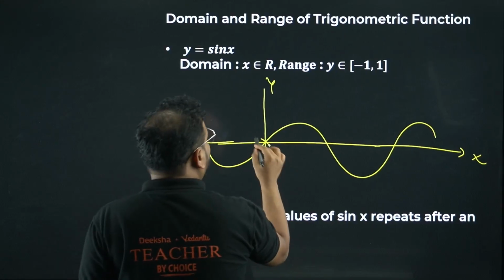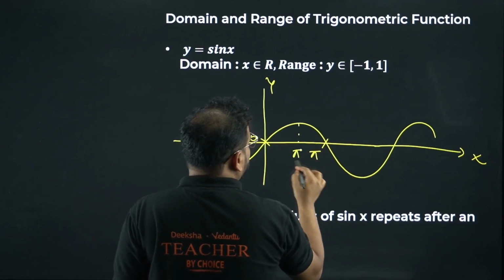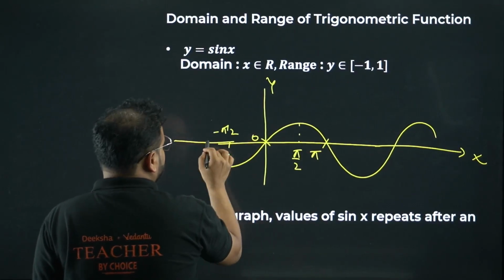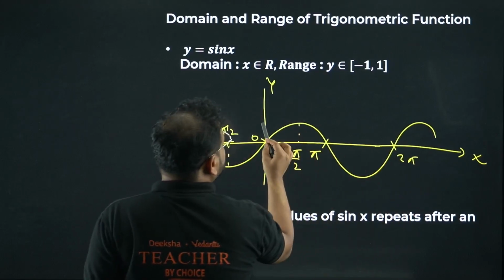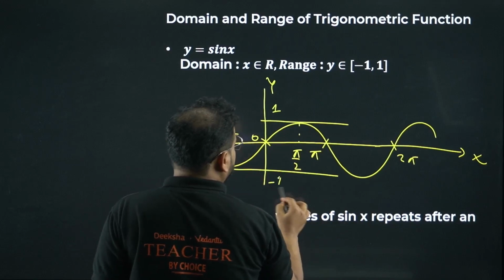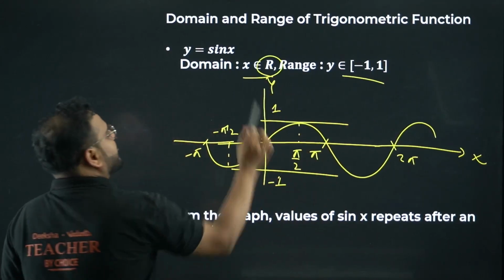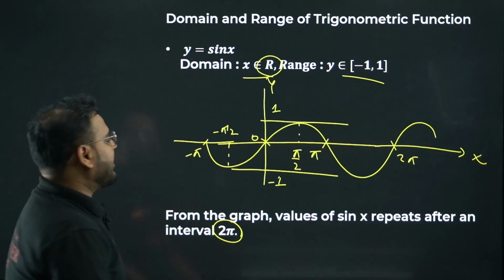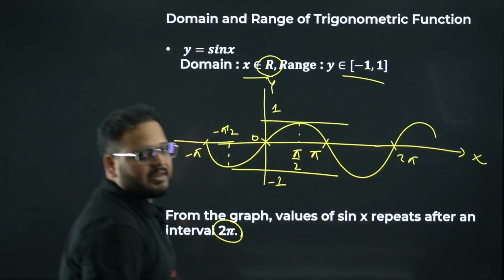Okay, so we have 0 over here, we have pi over here, this will be pi by 2, this will be minus pi by 2, and likewise this is minus pi, and the same thing over here with 2 pi. The maximum value is 1, and the minimum is minus 1. So your range is minus 1 to 1, your domain is all real numbers for sin x. It repeats after an interval of 2 pi; 0 to 2 pi, again it will continue like that.